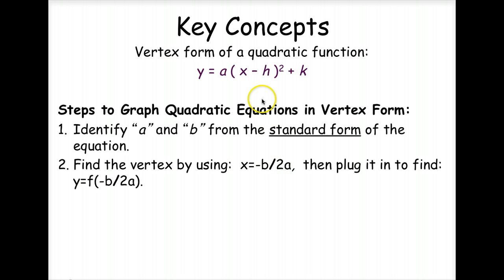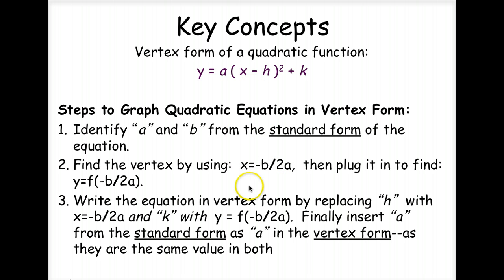Whatever we get, then we're going to substitute it back in the equation, and it's going to give us the y value. So we write the equation in vertex form by replacing h with x is equal to -b over 2a, and k with y is equal to f of -b over 2a. Then finally, we will insert the a from the standard form as a in the vertex form, because it's the same value in both.